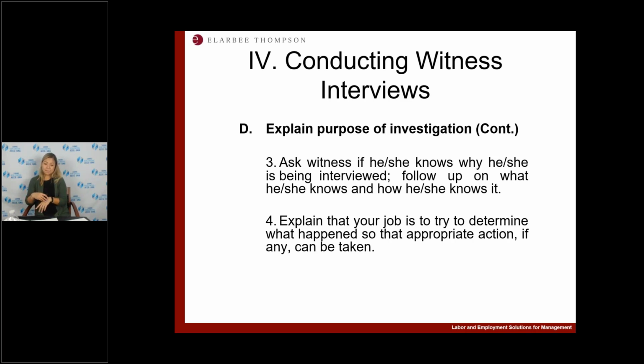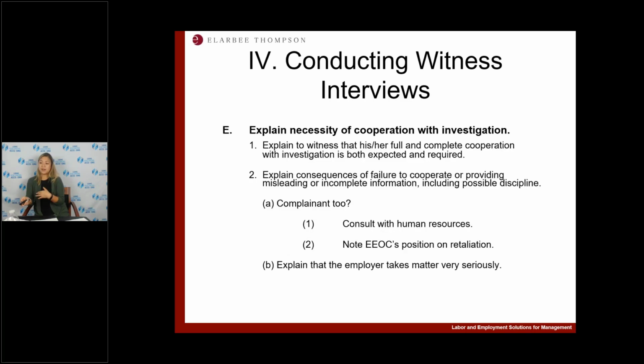If someone is also a complainant, so obviously the complainant is a complainant, but if a witness says, you know, you're here because of Danny and Danny has also sexually harassed me, then you need to note that and shift your focus so that that interview is being treated as a complainant interview.